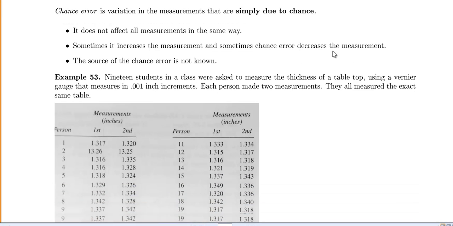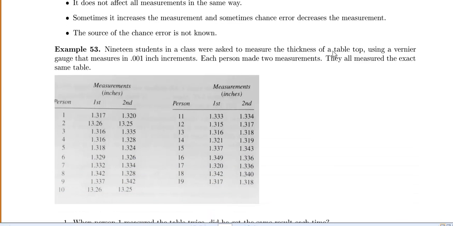So for example, 19 students in a class were asked to measure the thickness of a tabletop using a vernier gauge that measures in 0.001 inch increments. So with it measuring in 0.001 inch increments, you think it would be pretty accurate.